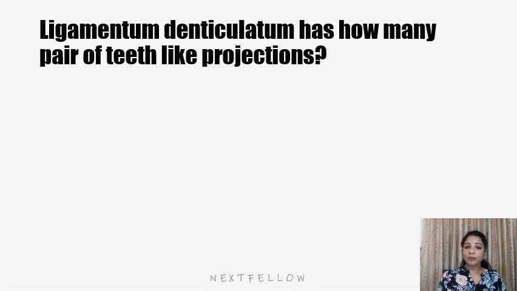Next, the ligamentum denticulatum has how many pairs of tooth-like projections? I hope you all know the answer. I have already said 21 pairs. The pia mater of the spinal cord has a pair of denticulate ligaments on each side of the spinal cord with 21 attachments which attach to the arachnoid and the inner surface of the dura mater. And these ligamentum denticulatum have clinical importance during cordotomy surgeries.